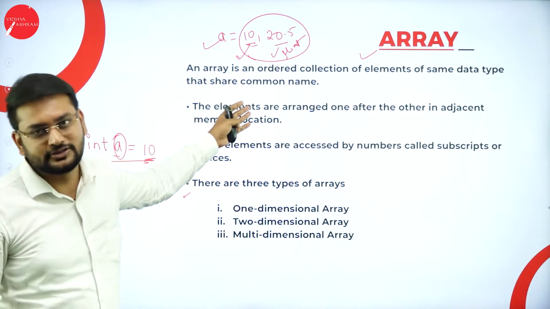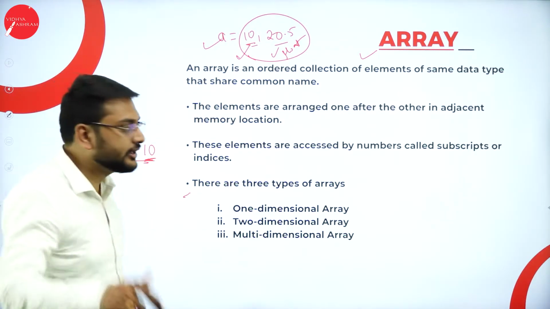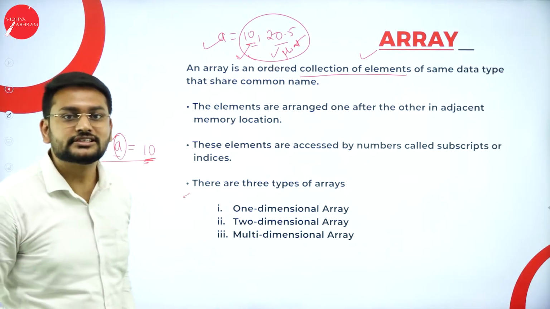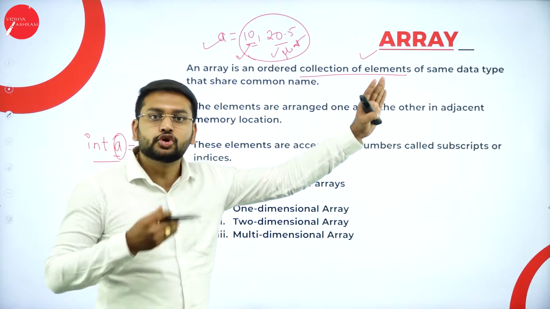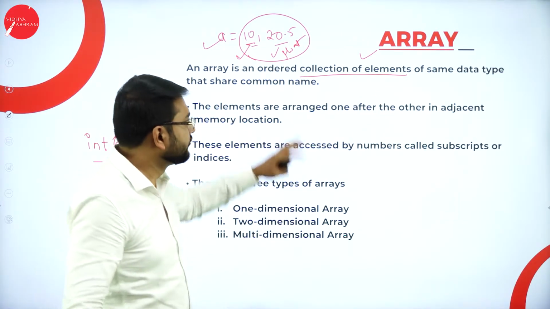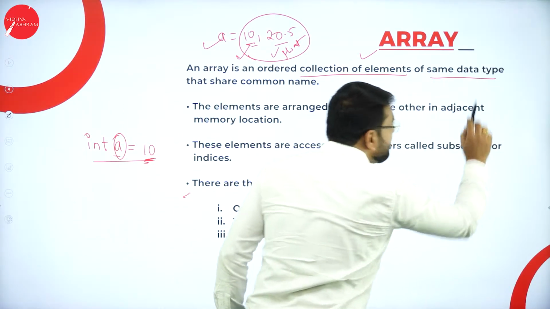Let's look at some of the points which I have put on the slide. So guys, an array is an ordered collection of elements. Ordered collection in the sense what? One by one, you will be placing the elements. So that is what you need to remember. So fine, we understood: an ordered collection of elements of the same data type.